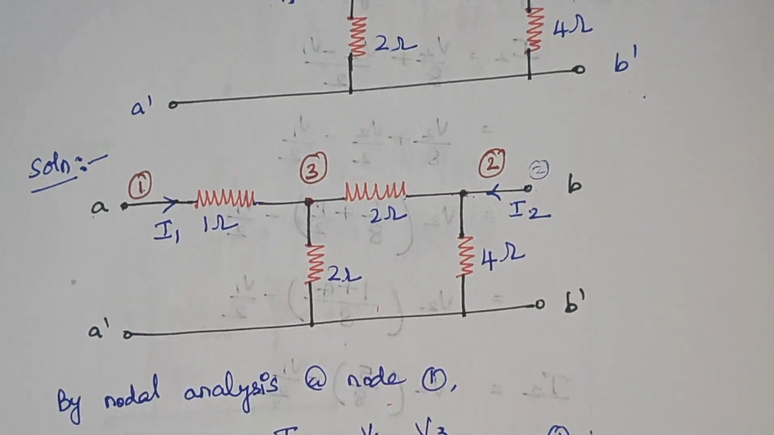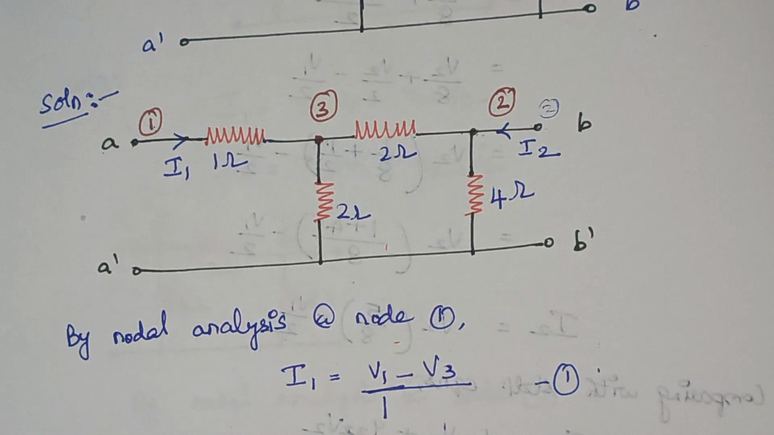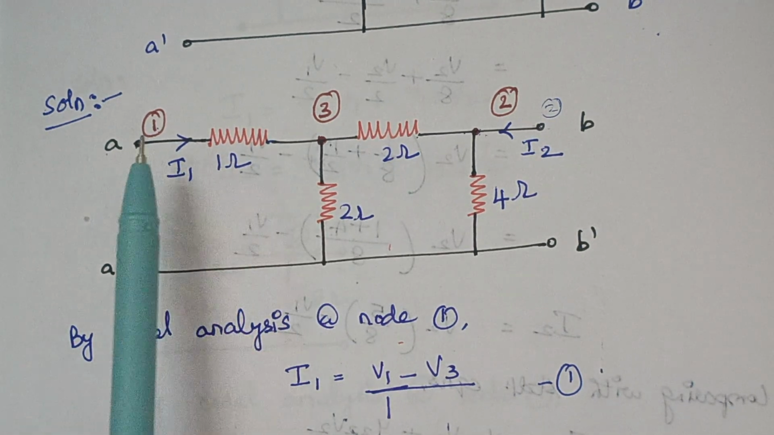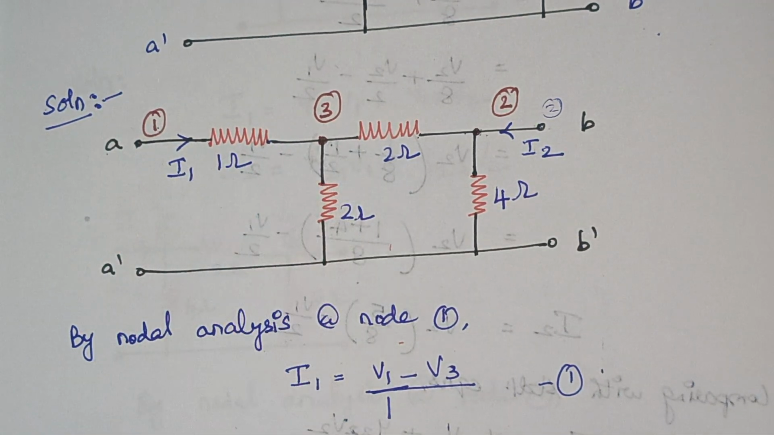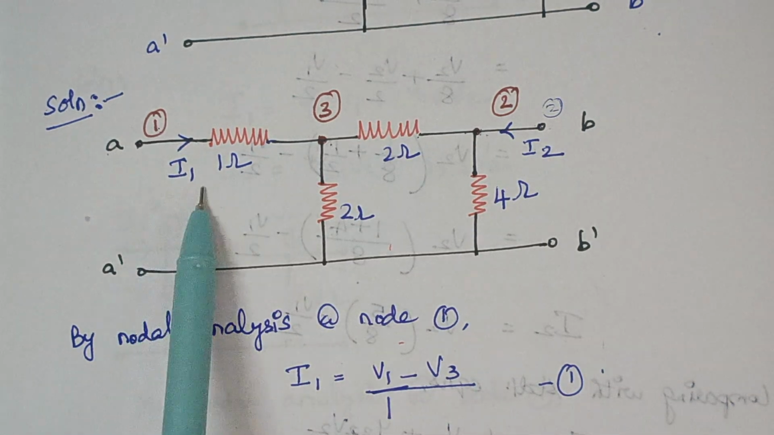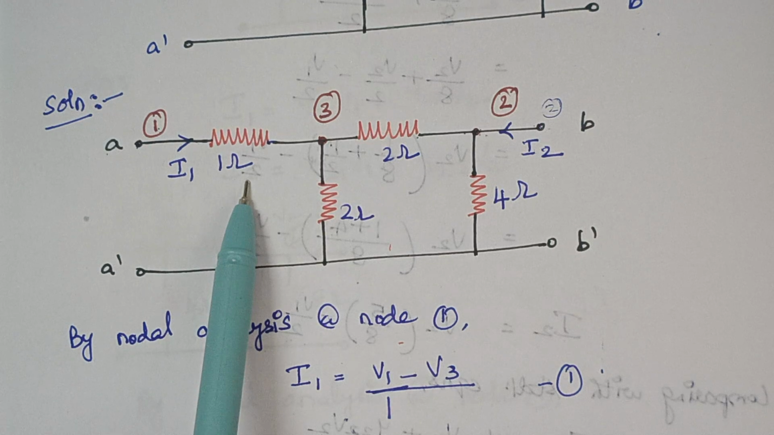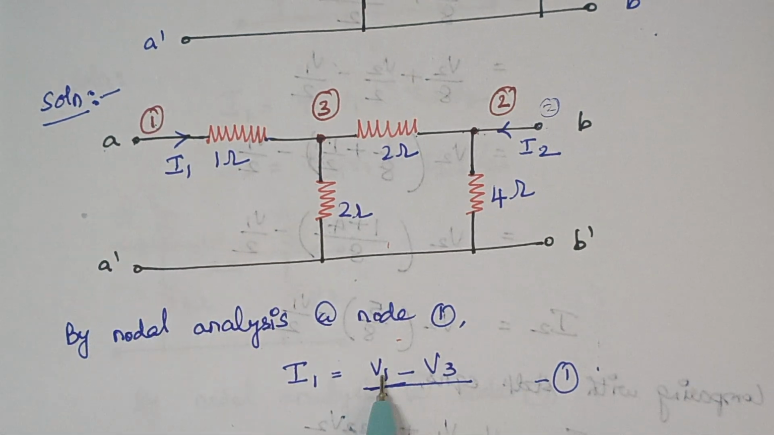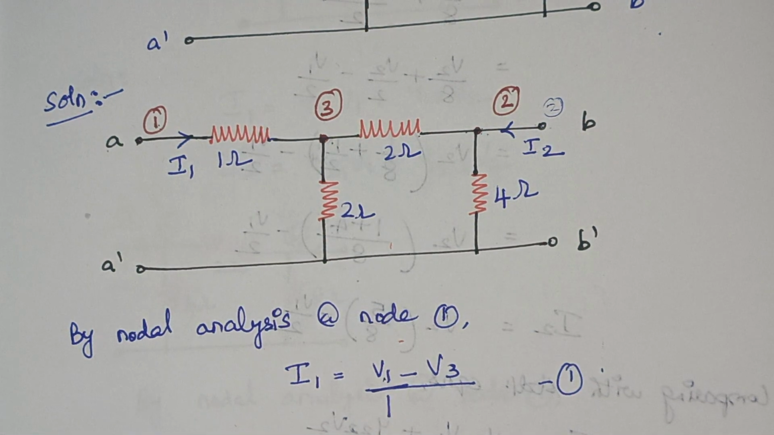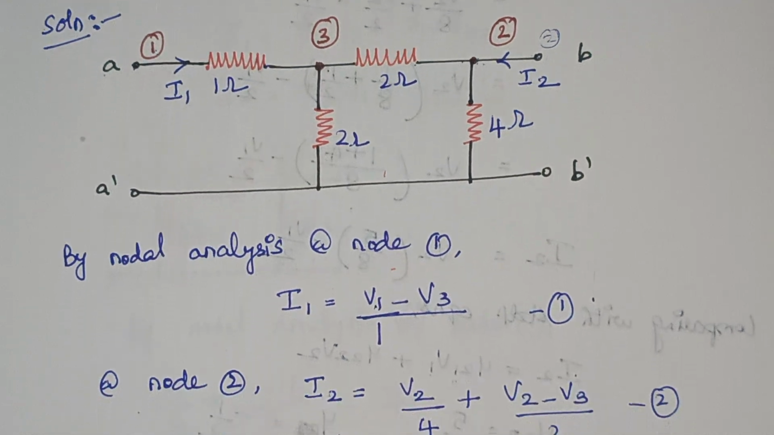First at node 1, you see, we have 1 ohm which is connected between node 1 and 3. So while writing the equation, I1 is equal to V1 minus V3 by 1, because now we are writing nodal equations for node 1. Therefore, V1 should be written first. Right.